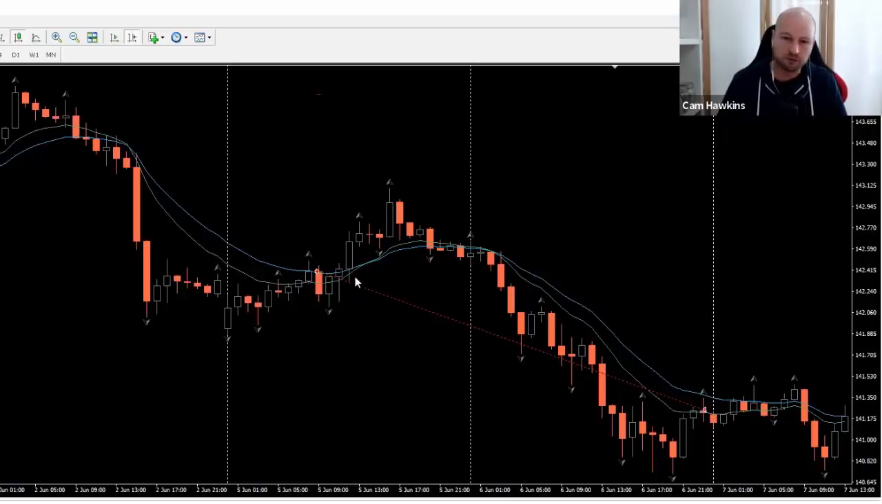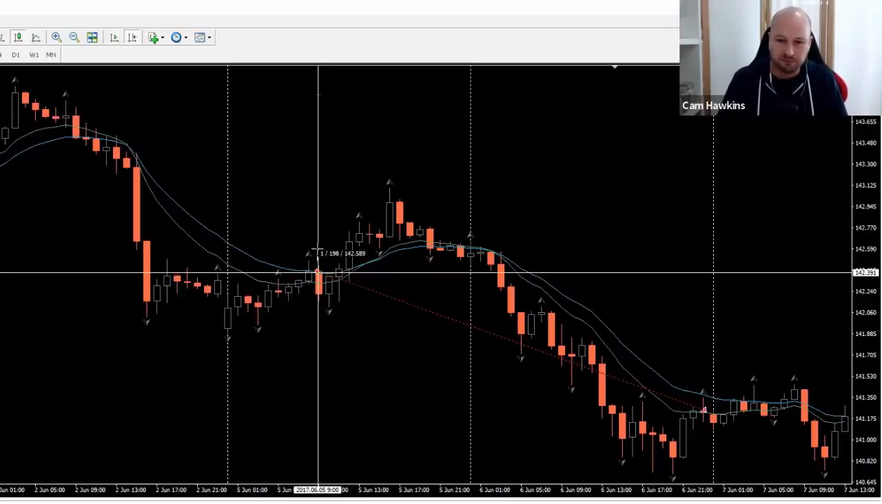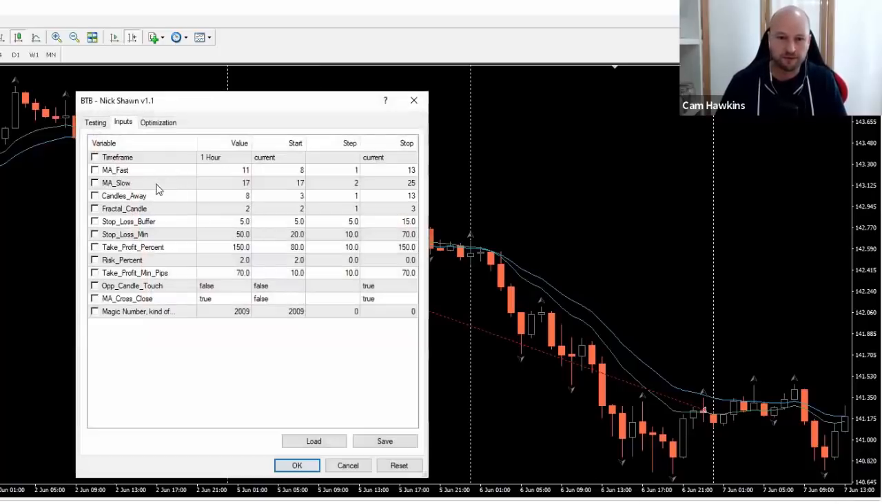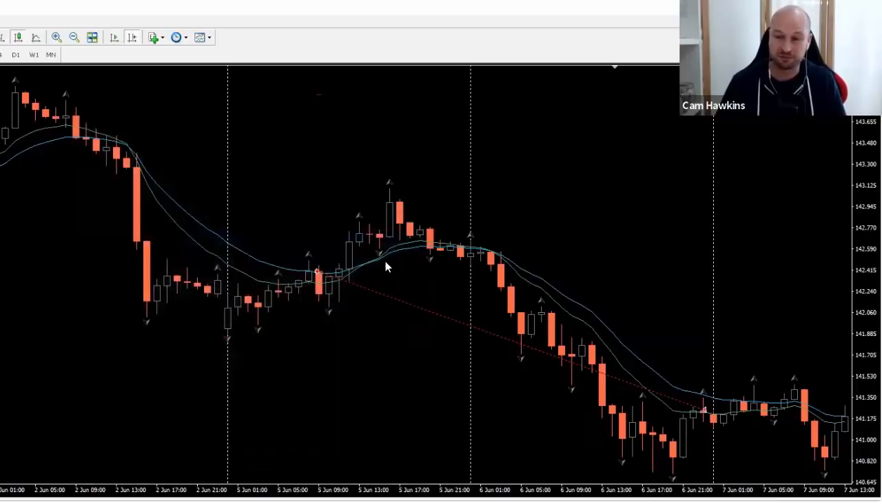Okay, so I didn't want a really tight stop loss, like 10 pips or something. So I think in this case, let me just quickly pop it up here. We've got a minimum stop loss of 50 pips. Okay, so it's got to be at least 50 pips away.